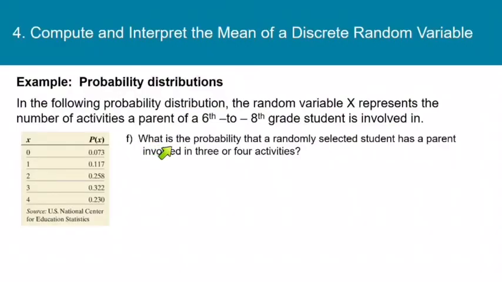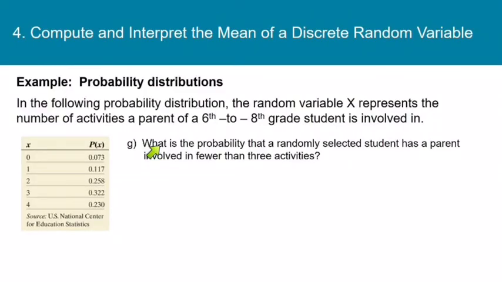And then part F, what is the probability that a randomly selected student has a parent involved in 3 or 4 activities? So of course the word or is telling us to add these. So the probability that a parent is involved in 3 or 4 activities is going to be 0.322 plus 0.230, and that comes to a sum of 0.552.